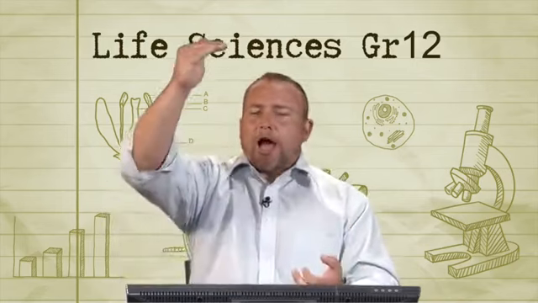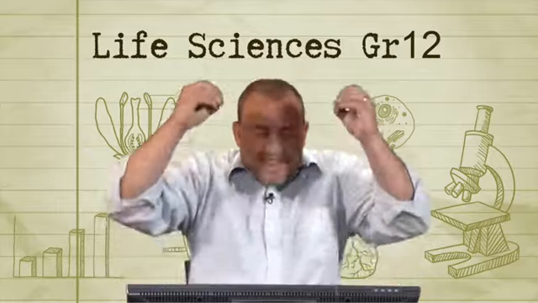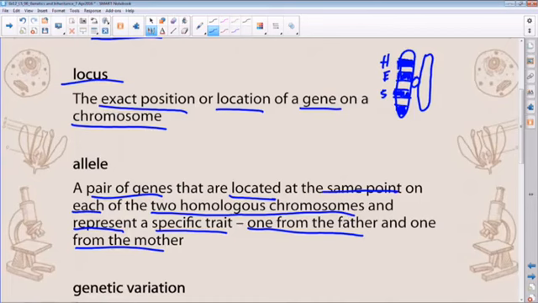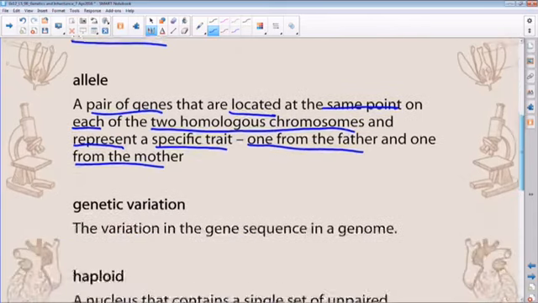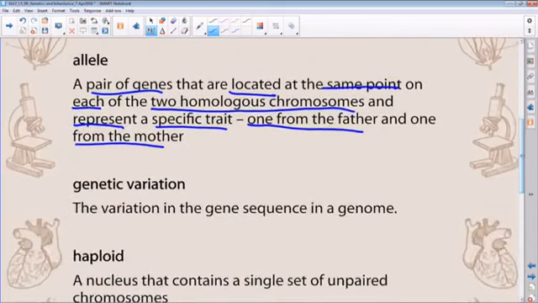And they're both the 74th trait. I'm just making numbers up here as we're going along. I'm just trying to show you that that is what an allele is. It is a pair of genes, so in other words, it's eye color from your mom, eye color from your dad. Right, so that's what it is. These are quite cool. Next one is genetic variation, and it's the variation in a gene sequence in genomes.